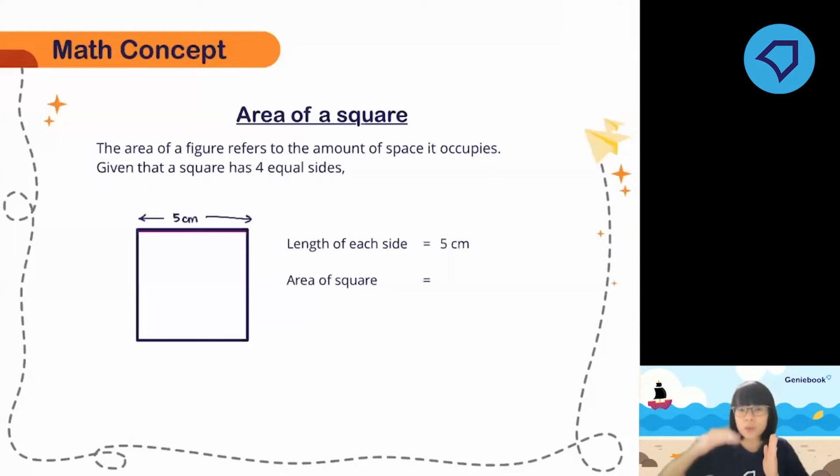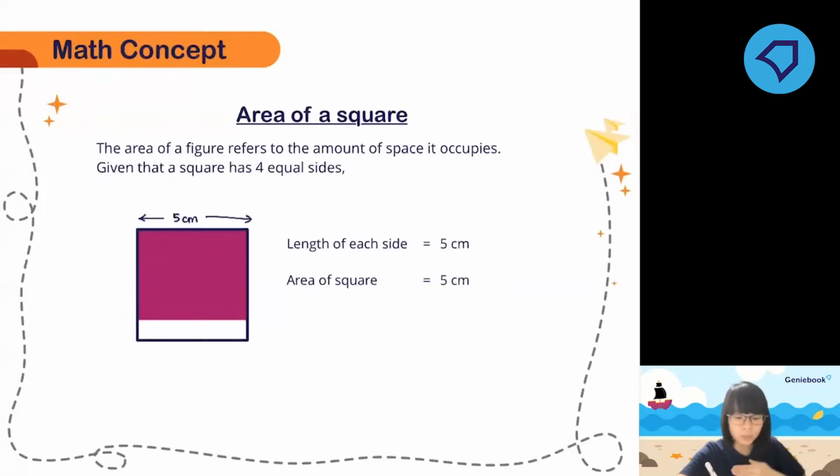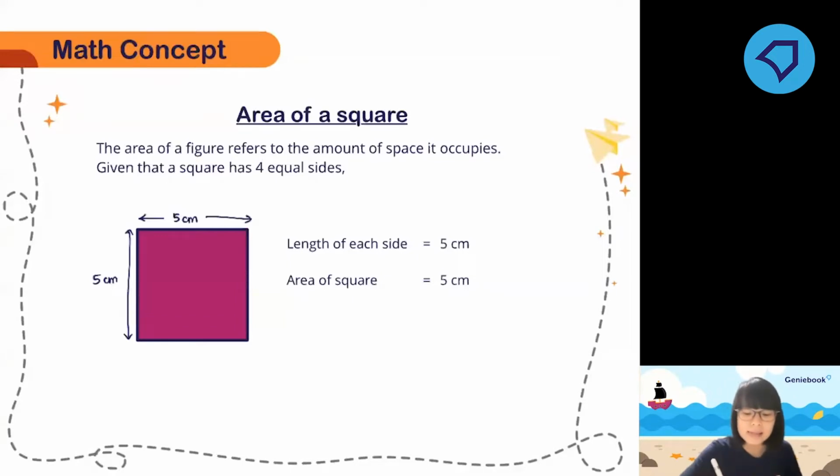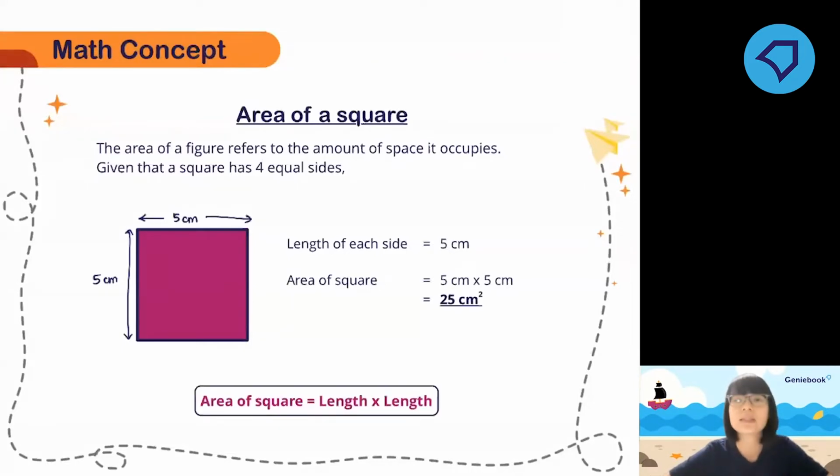Now, when we talk about the area, we have to cover the whole square. This part here is 5 cm. Now I'm going to drag this 5 cm all the way down. Can you see? I'm going to drag it across another 5 cm over here. So to find the area of the square is actually 5 centimeters multiplied by 5 centimeters, and that will give us 25 centimeters squared. So the formula for area of the square is 5 times 5, or length times length.